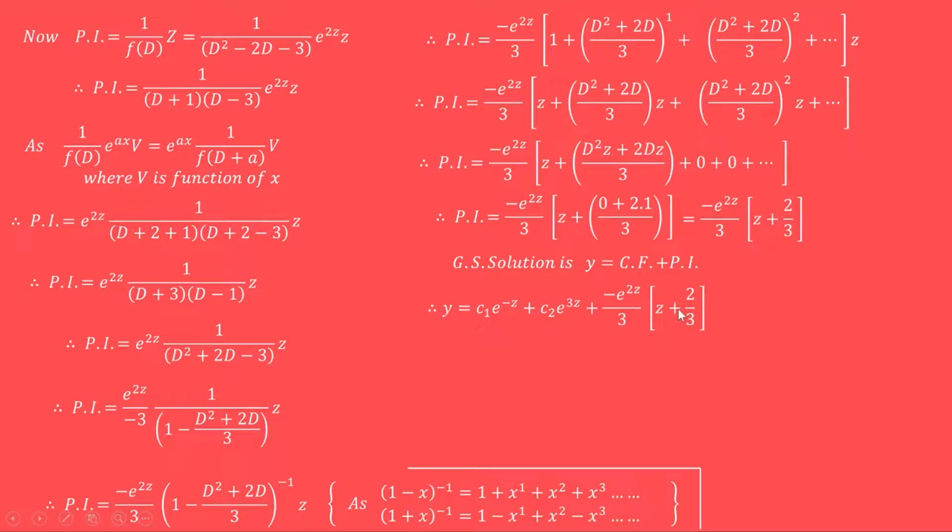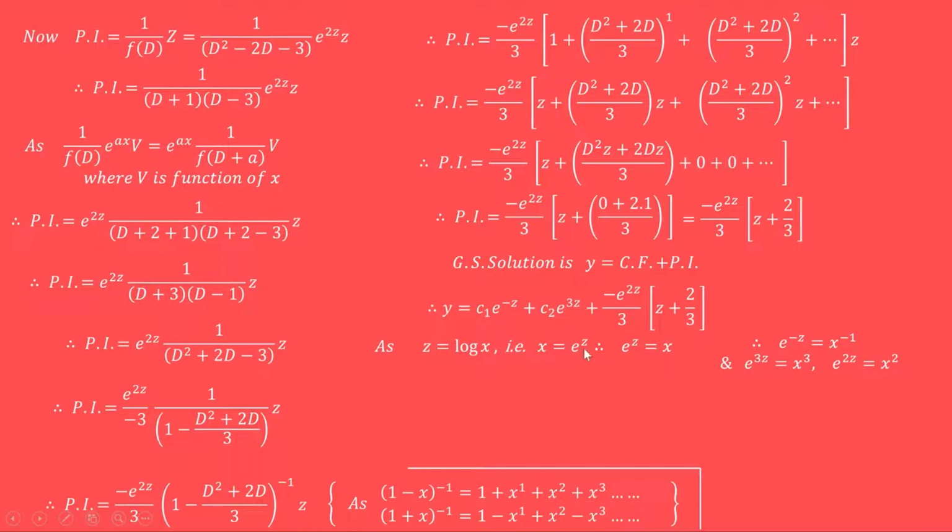Now put the value of z here. As we know, z is log x, means x is equal to e raised to z. And so e raised to z is equal to x. As e raised to z is x, here you require e raised to minus z. So take raised to minus 1 on both sides. And so we get e raised to minus z is equal to x raised to minus 1. In the second term, you require e raised to 3z. So take raised to 3 on both sides. So here we get e raised to z raised to 3, means e raised to 3z is equal to x cube. If we take square on both sides, here we get e raised to 2z is equal to x square.